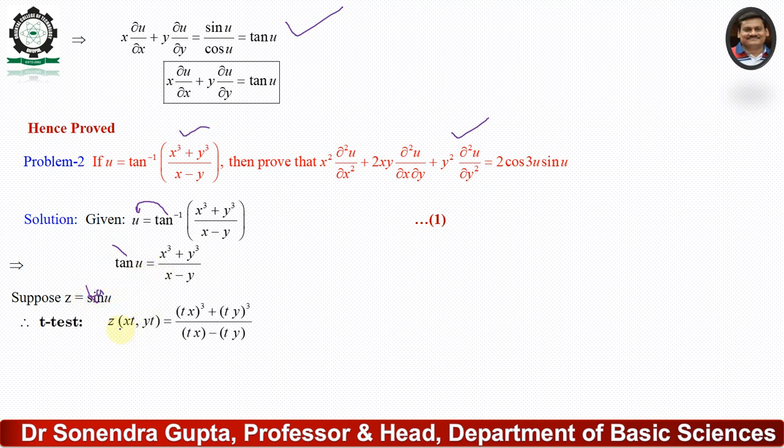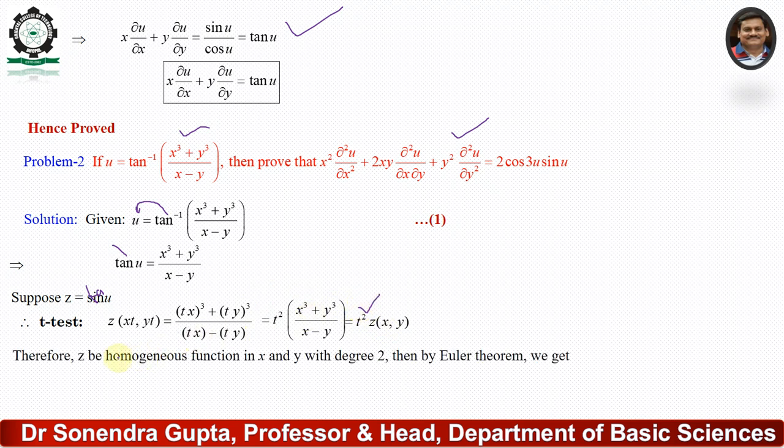Therefore apply the t test on z of tx, ty, that means (t cube x cube plus t cube y cube) upon (tx minus ty). Here t cube is common, and in the denominator t is common, so t square remains, which is (x cube plus y cube) upon (x minus y). Again, this is t square into z of x, y. It means that z is a homogeneous function in x and y of degree 2.